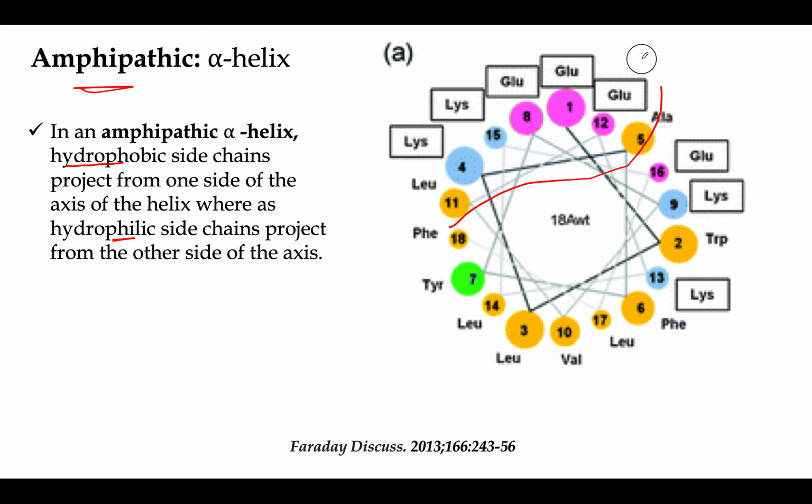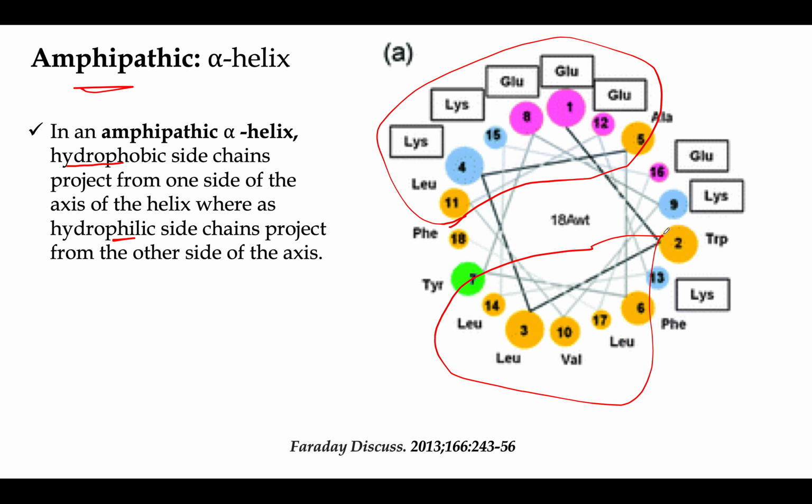these amino acids are predominantly hydrophilic whereas these amino acids are predominantly hydrophobic. So polar amino acids, or hydrophilic amino acids, on one side, hydrophobic amino acids on the other side. So this kind of alpha helix is called an amphipathic alpha helix.